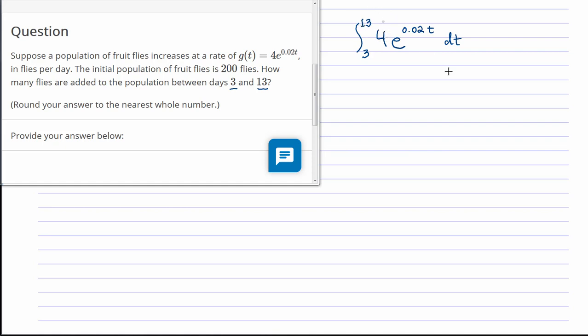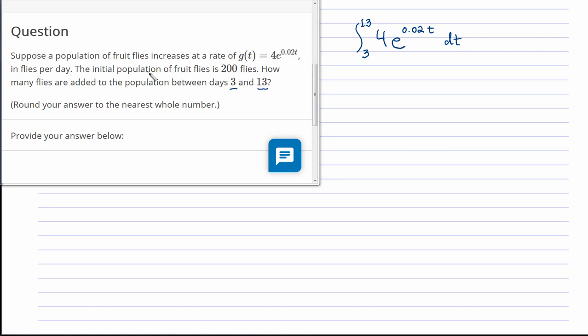And you might be wondering, what about the 200? Actually, I think the 200 is a red herring. I don't think we're ever going to need that, because the net change theorem says all you need to know is the rate of change and what your time interval is.